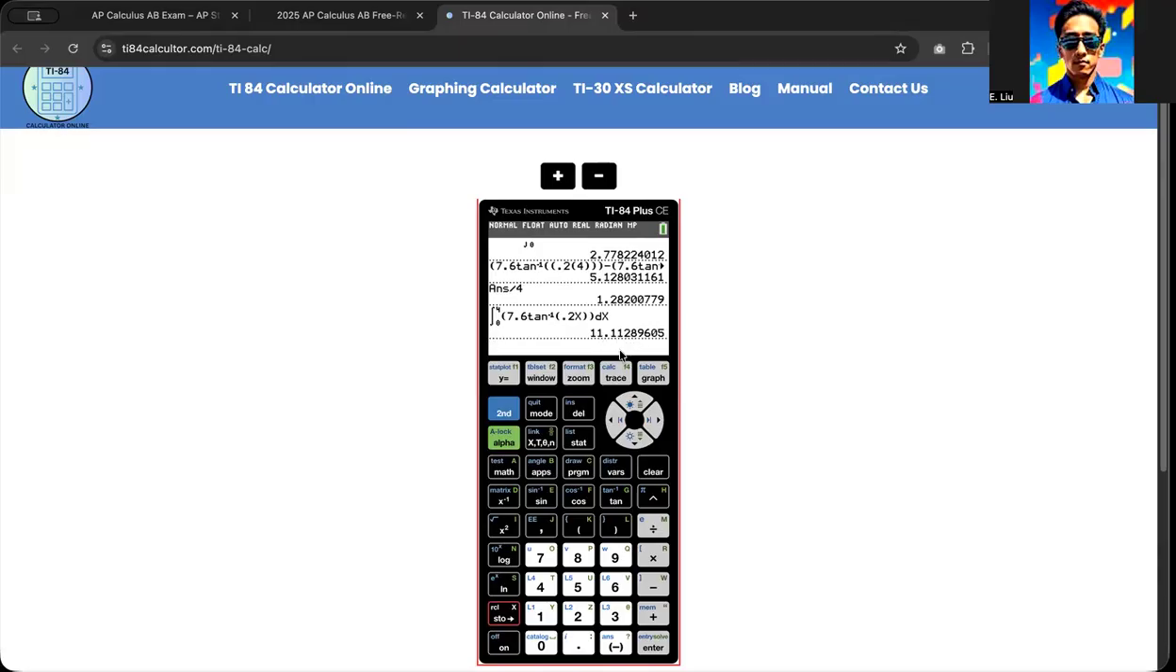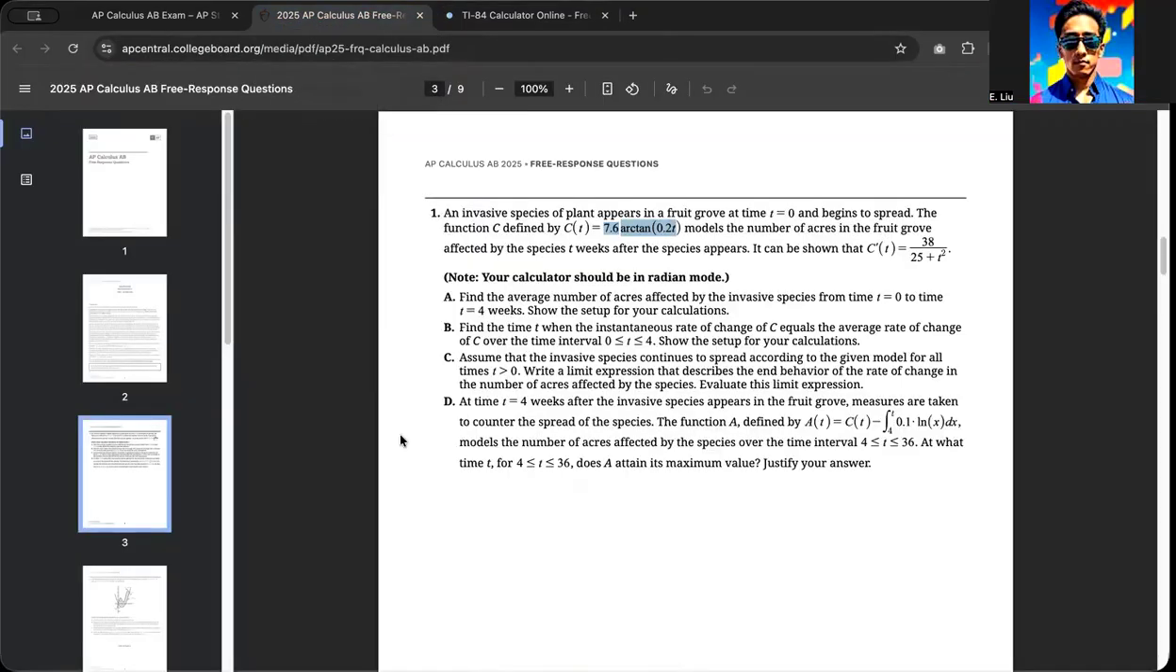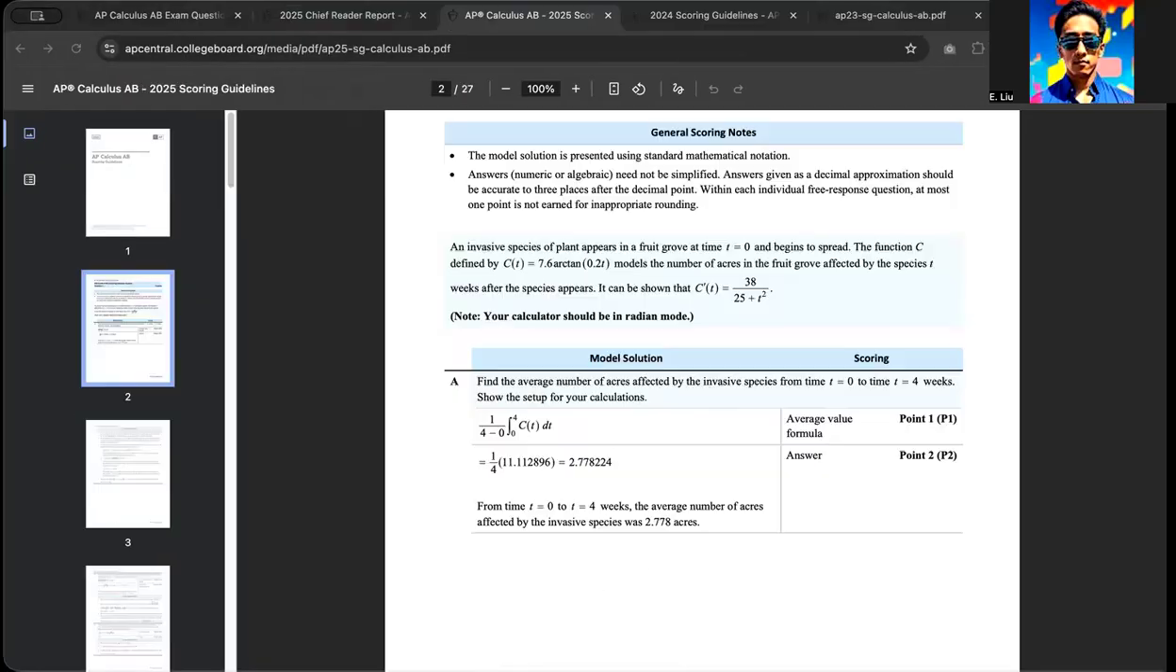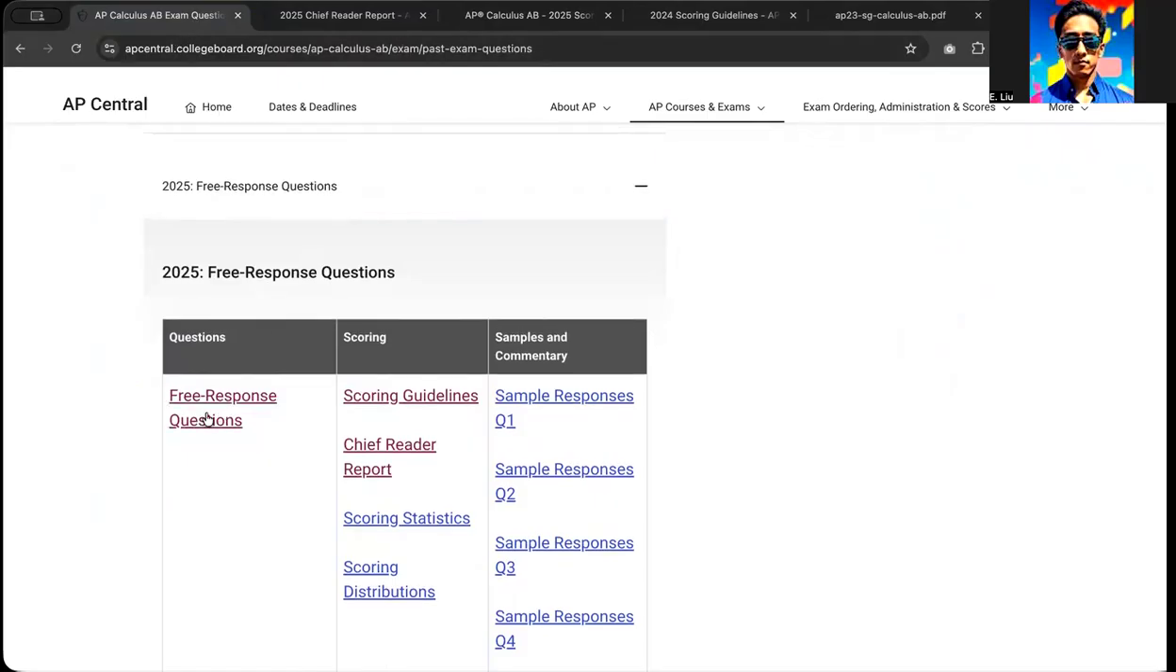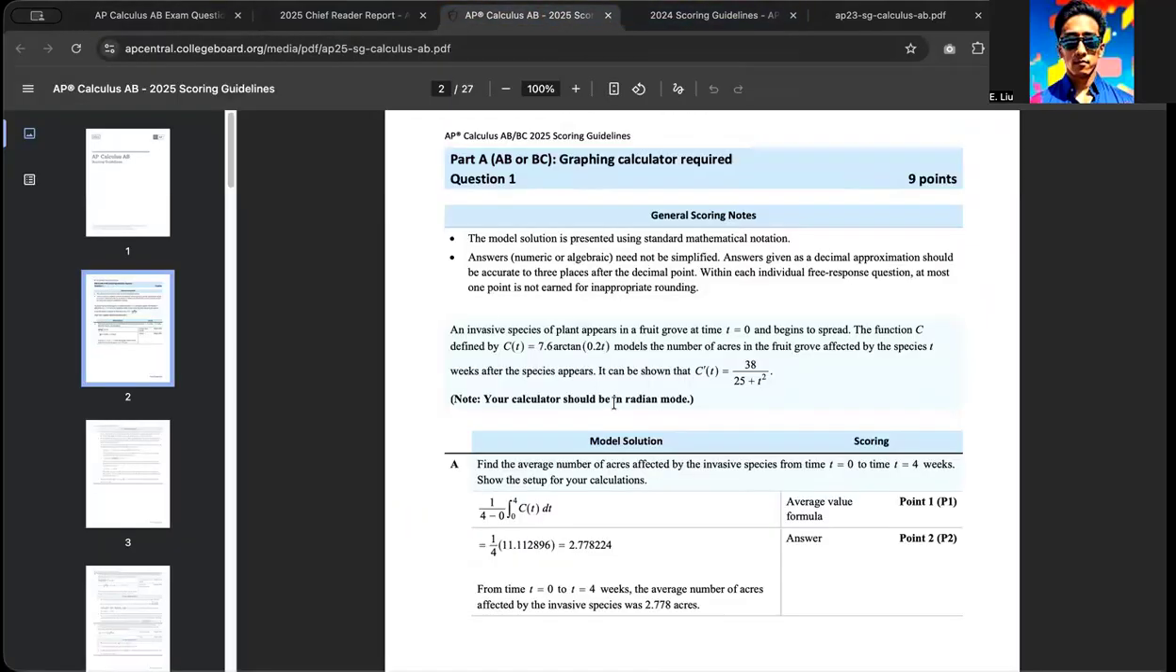11.1128. Usually in these situations, you should be able to give at least 3 decimal places if you are using your calculator. I'm actually going to pull up, so you guys can see here, the scoring notes. If you go under your free response questions, you have scoring guidelines. This will actually help you understand what exactly they want to see here.